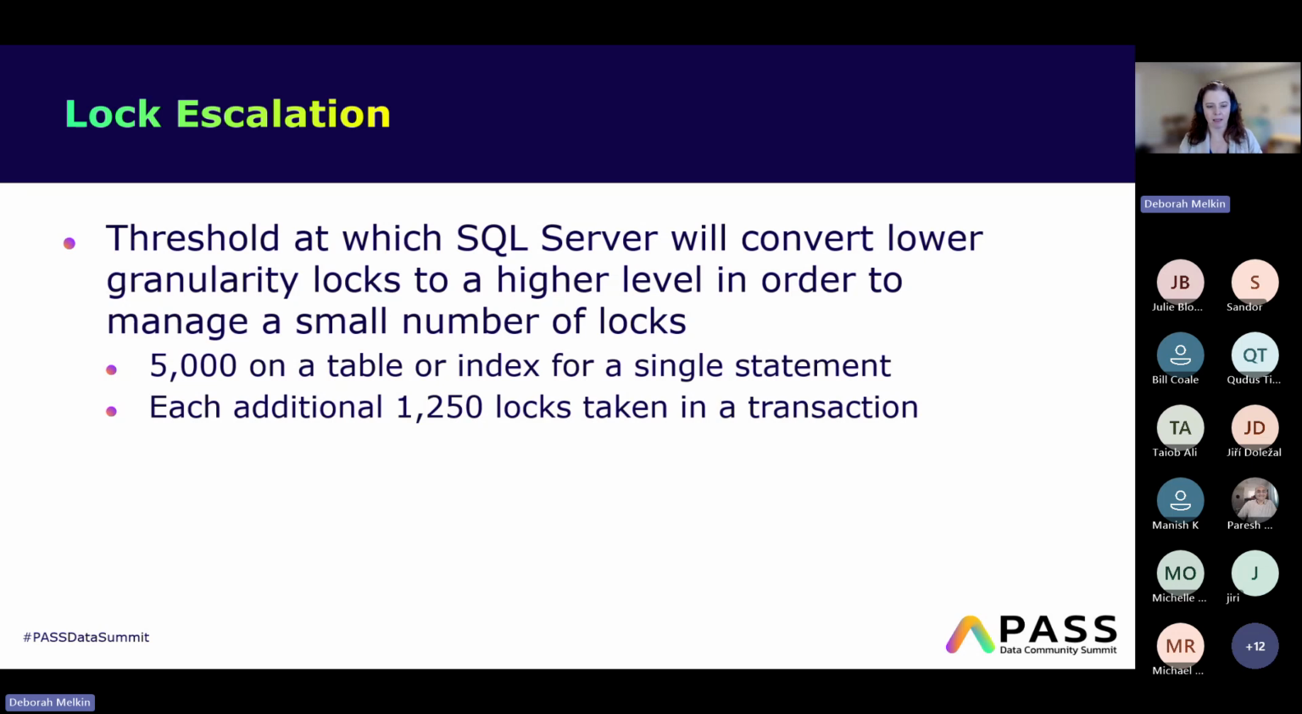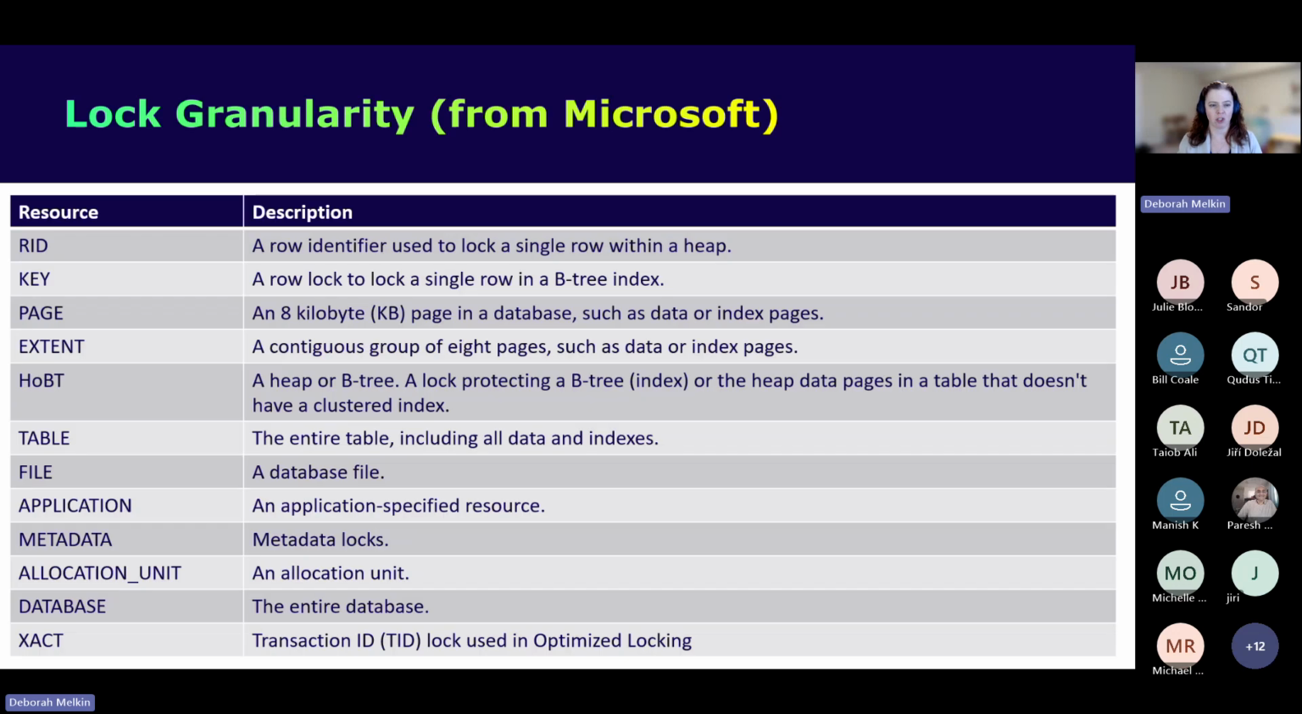Now we've talked about long running transactions, begin transaction. When you have that, it holds all the locks until you hit that commit or rollback. So every 1,250 locks taken in that transaction, SQL Server could also do a check and say, hey, do I need to escalate my locks? So it looks from there. So this is kind of important to understand where this occurs.